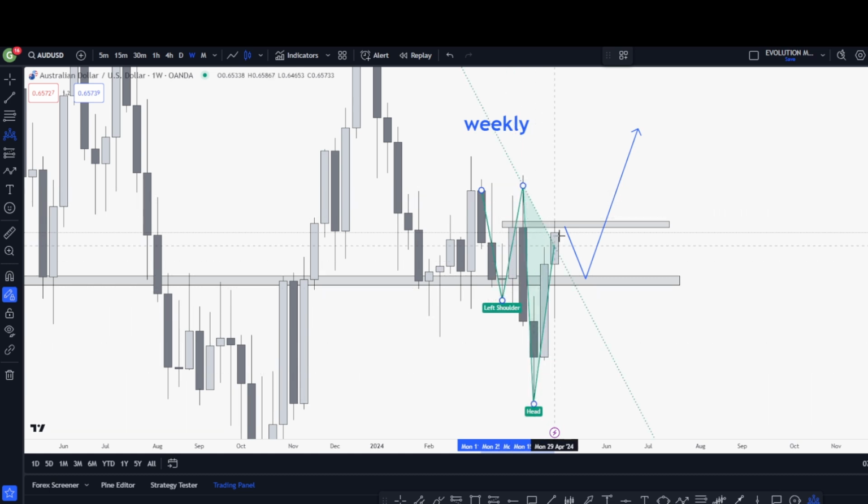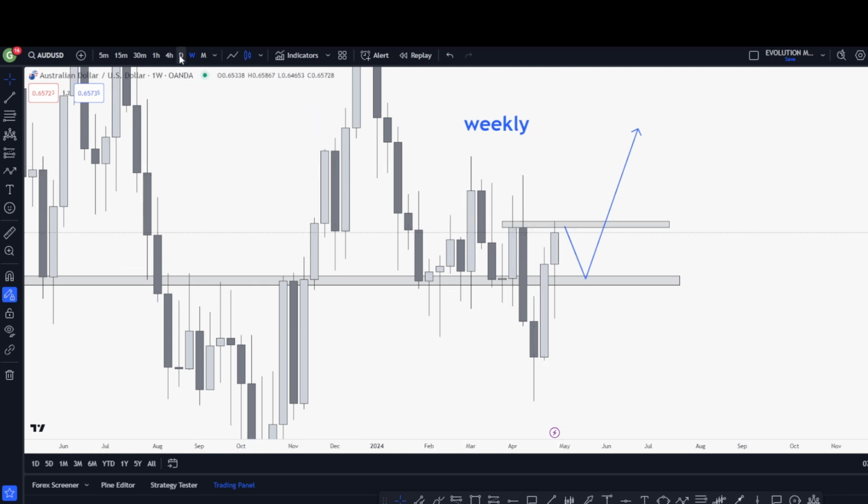In this case, it will be an inverted head and shoulders, which is a bullish pattern, and we would expect price to move further to the upside to complete what we have already seen as a potential W formation on the monthly.